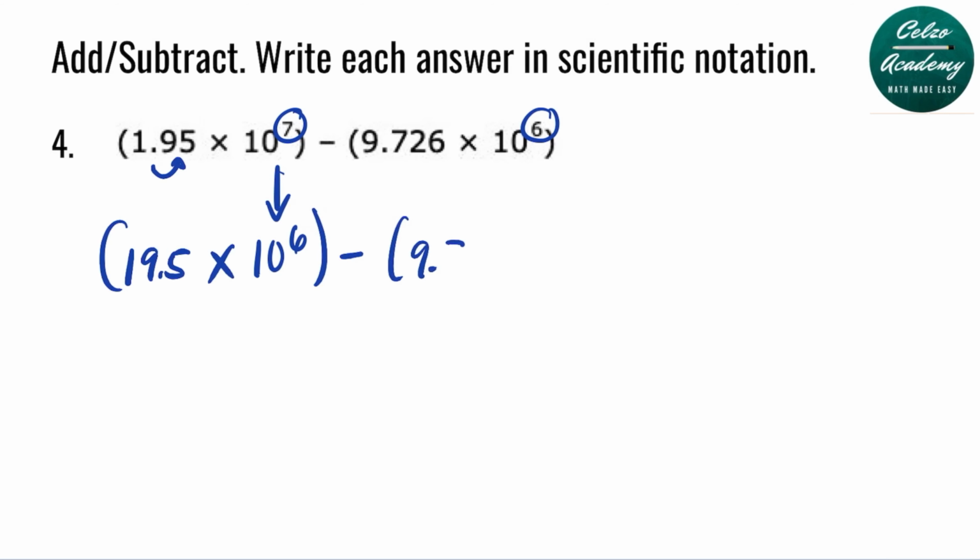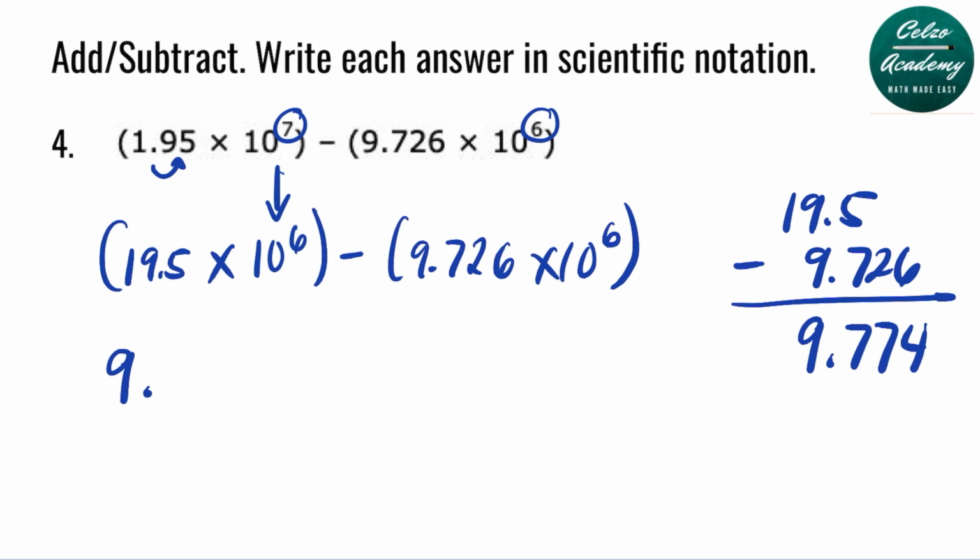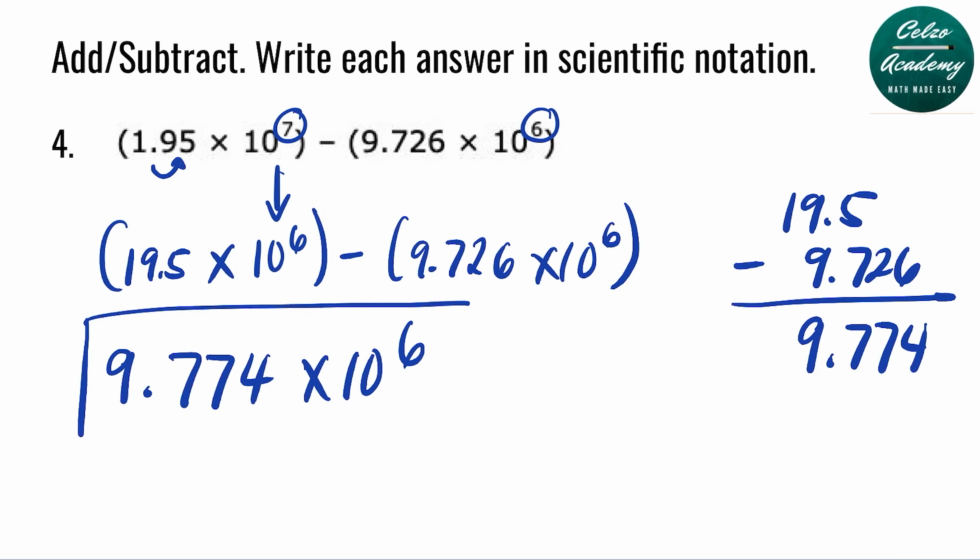minus 9.726 times 10 to the 6th power. So now we have the same exponents. Since we now have the same exponent, now we're subtracting 19.5 minus 9.726. And the answer is 9.774. So we will have 9.774 and then copy the same exponent, times 10 to the power of 6.